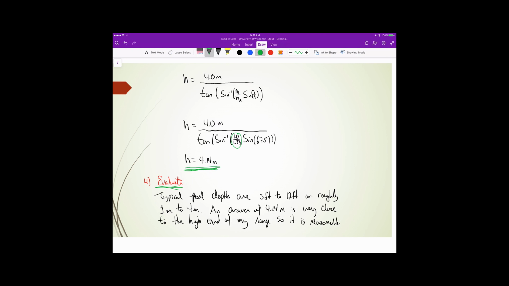So, like I said, I expect the pool depth to be between 3 to 12 feet. That's roughly 1 to 4 meters. This answer is slightly on the high side for what I would expect for a pool, but I've gone back and checked my work, and I'm pretty confident that I got things right. So the idea with the evaluate is just kind of a double check. Does it make sense to you? If so, explain why.